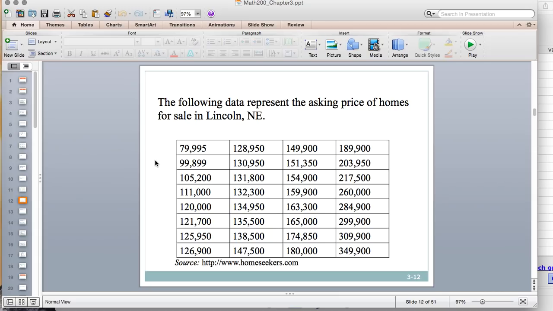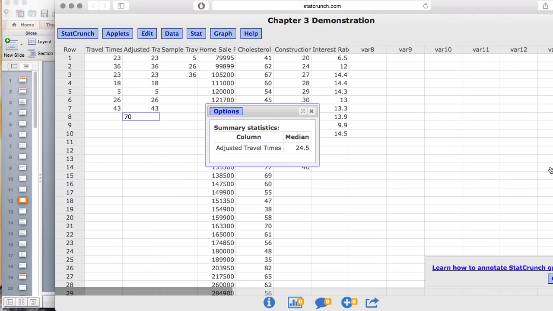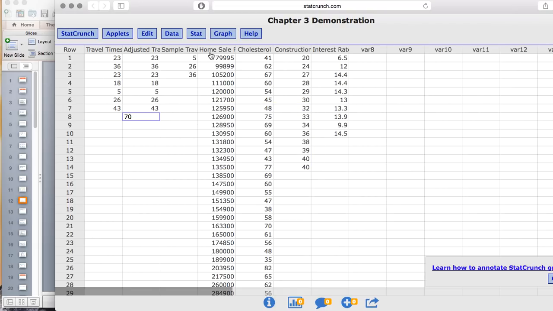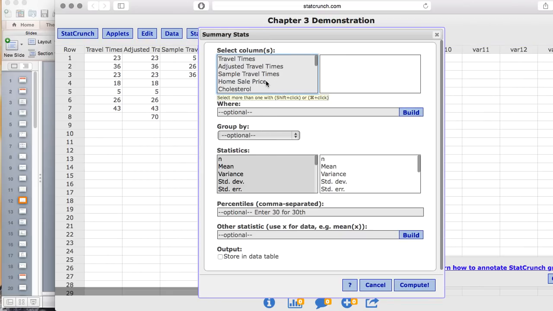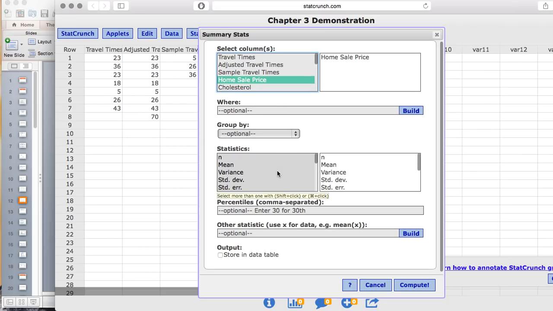So what we're going to do next is look at this data where we have asking prices of different homes for Lincoln, Nebraska. So I have all of the asking prices here, okay? Let me close out of this. Home sale prices. So I'm going to take these home sale prices and calculate some summary statistics. I'm going to select home sale price from my column, and I'm going to come down here, and I want the mean and I want the median as well.